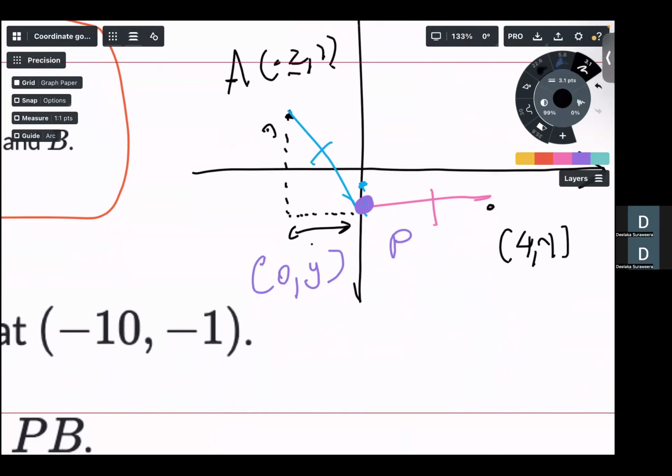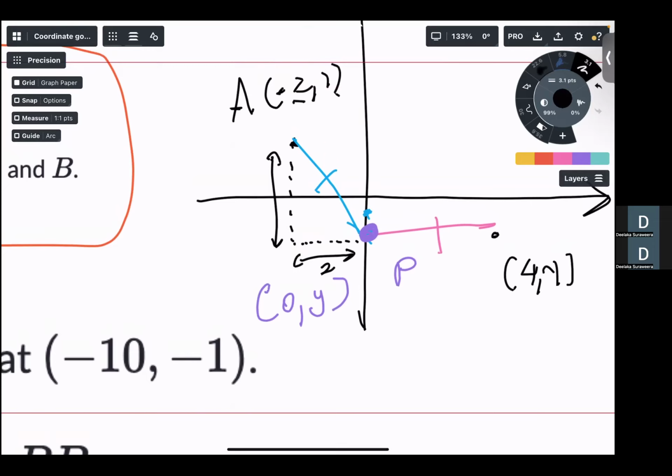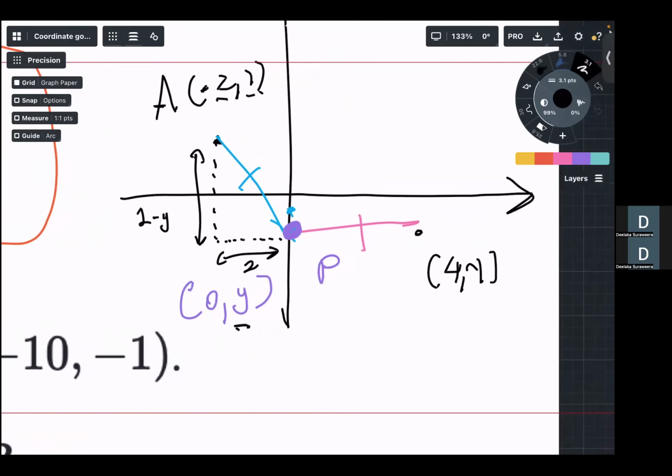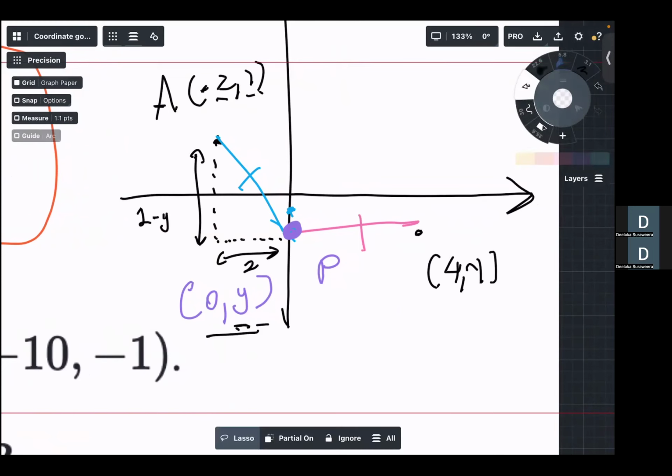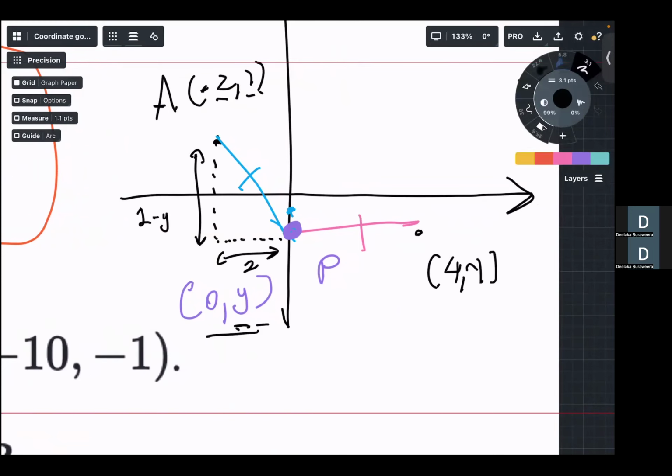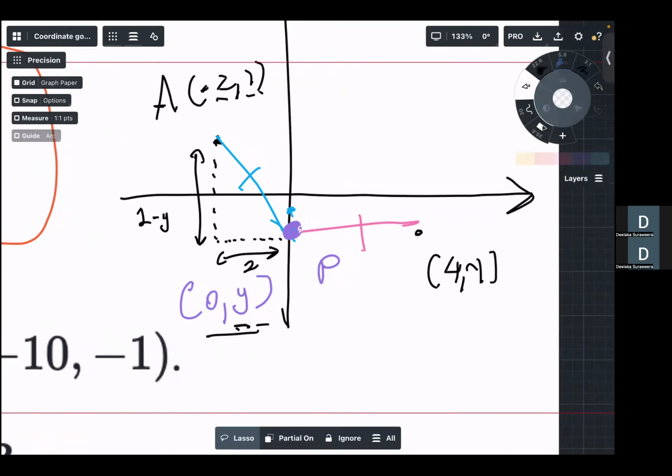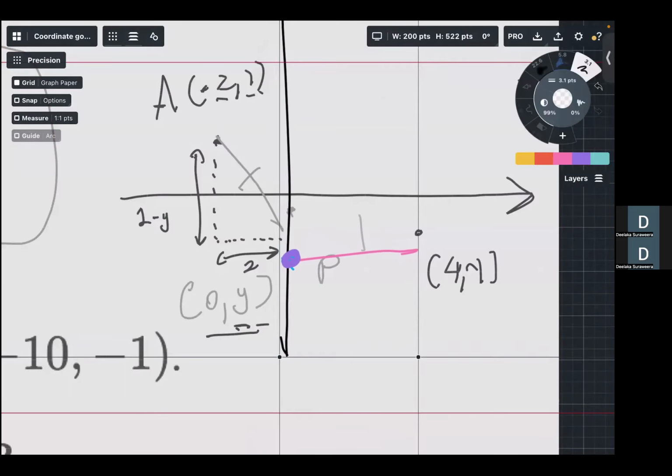Negative 2 to 0, it's 2. What's this distance vertically? No, don't guess. Exactly, it's 1 to y. So 1 minus y. And then you can get the same distance from here to here. You might move this down because you might think it's 0 horizontally, but don't do that. So it has to be something like 0 minus y, right?